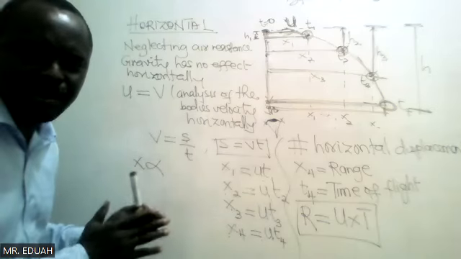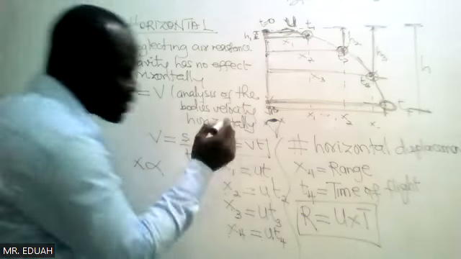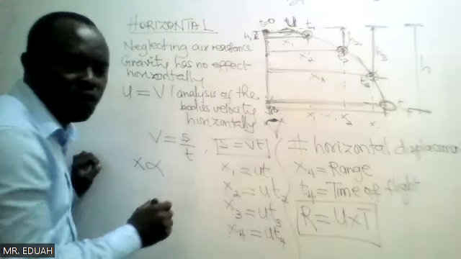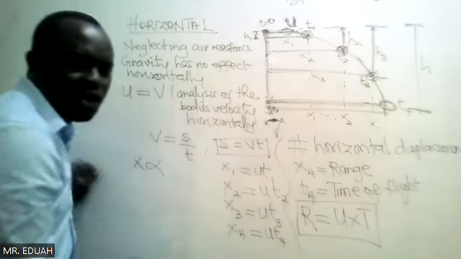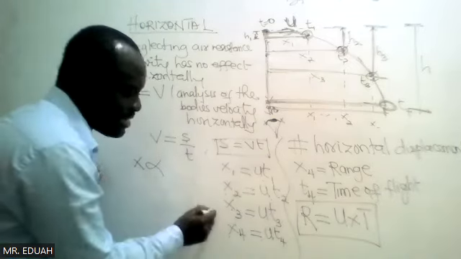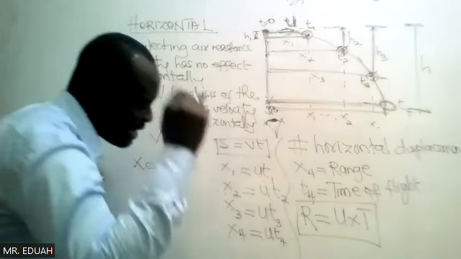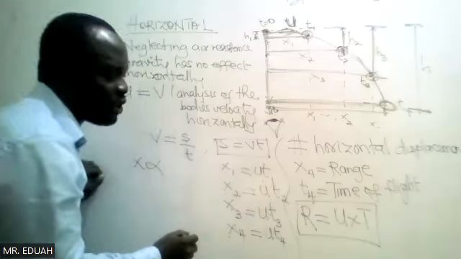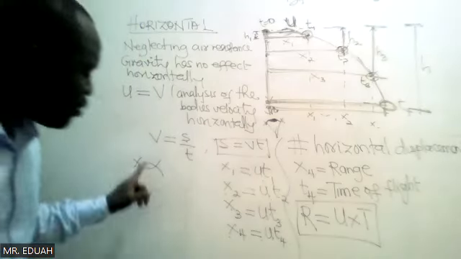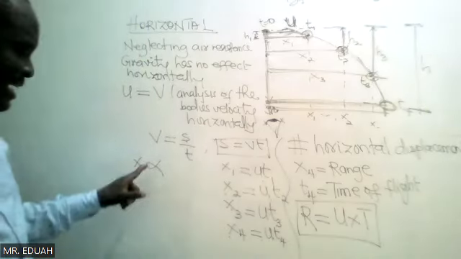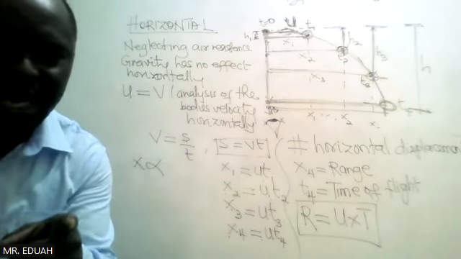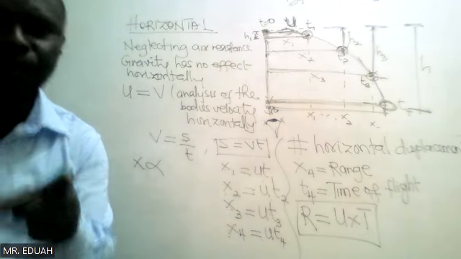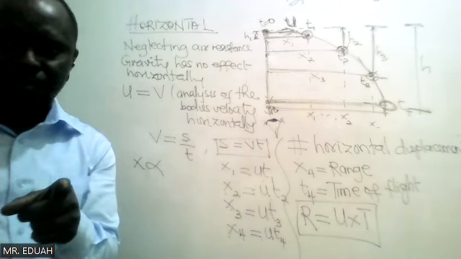I want us to establish a relationship. x1 is equal to u times t1, x2 is equal to u times t2, x3 is equal to u times t3, then x4 is equal to u times t4. We can say from this that the horizontal displacement is directly proportional with what? Velocity.